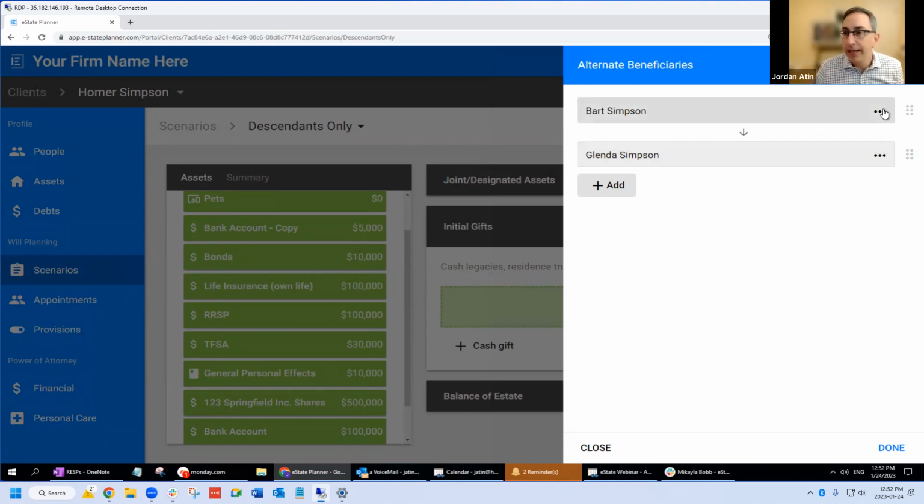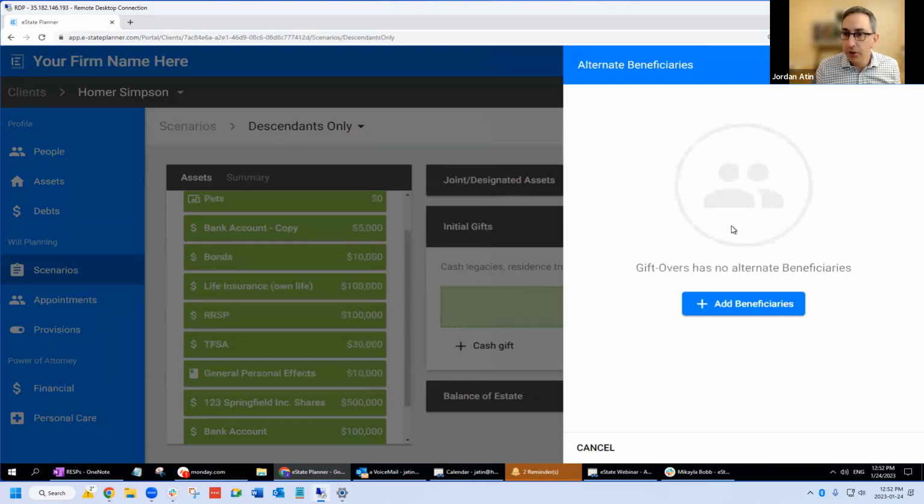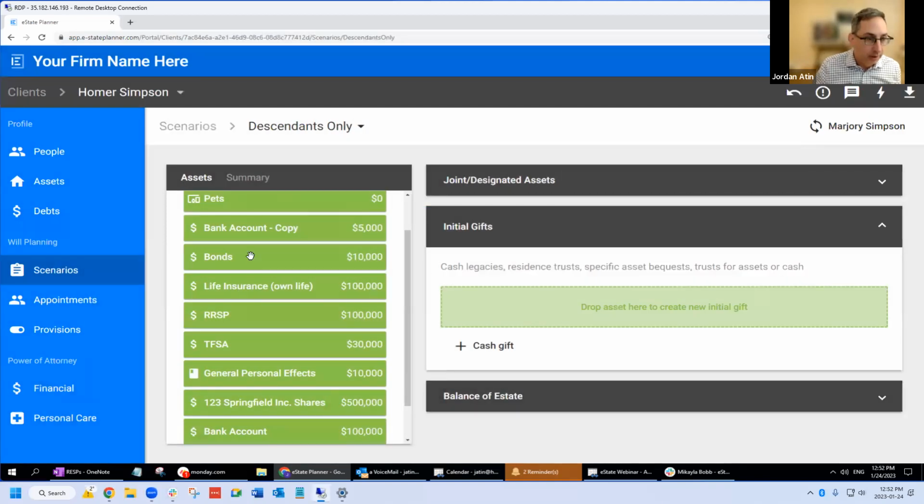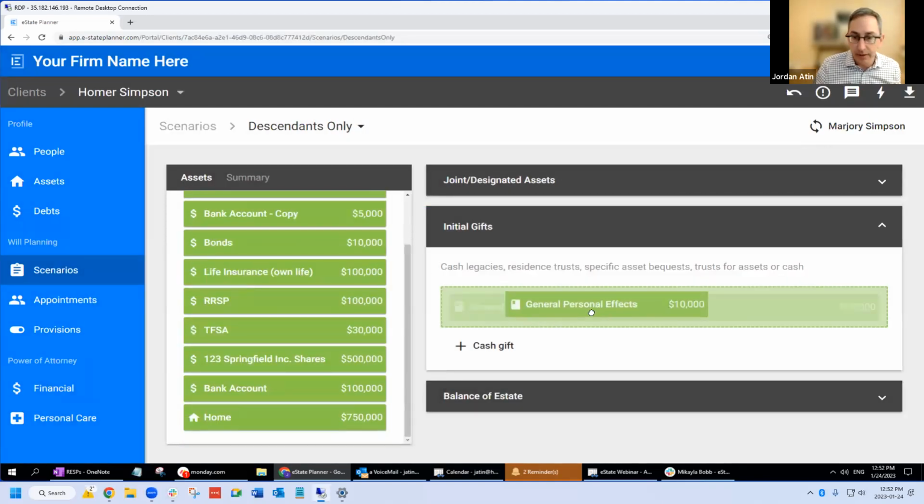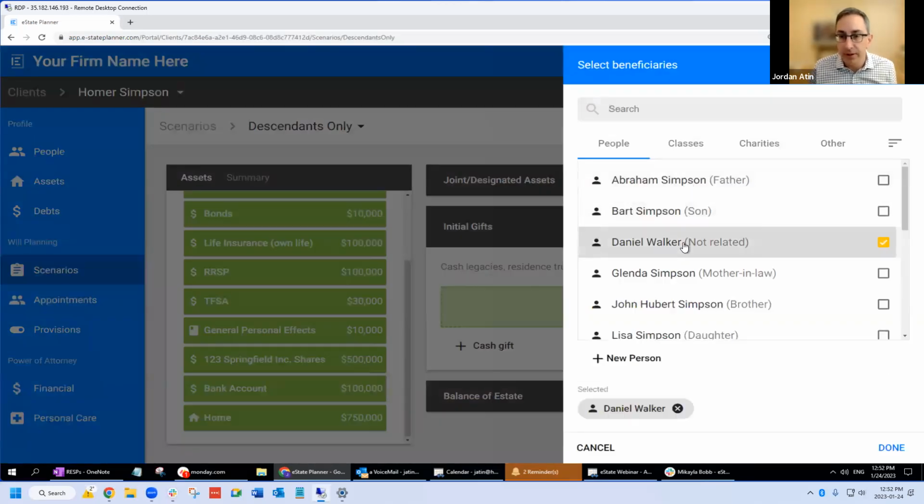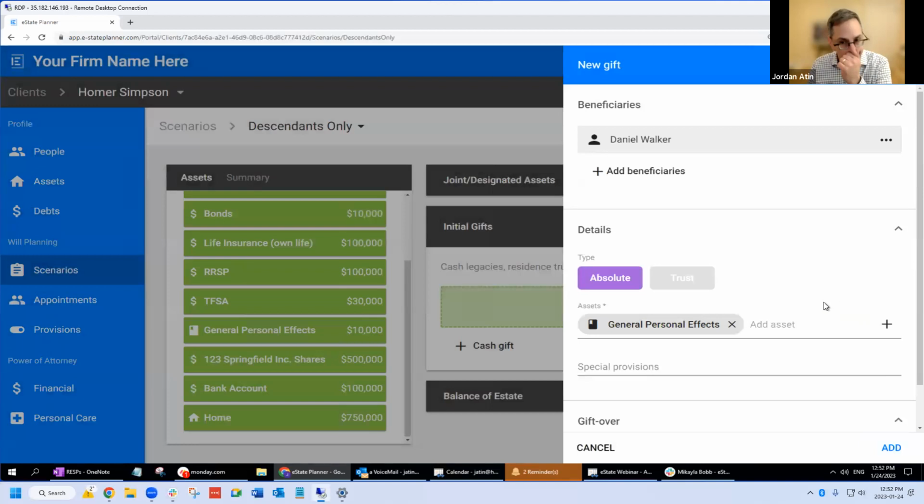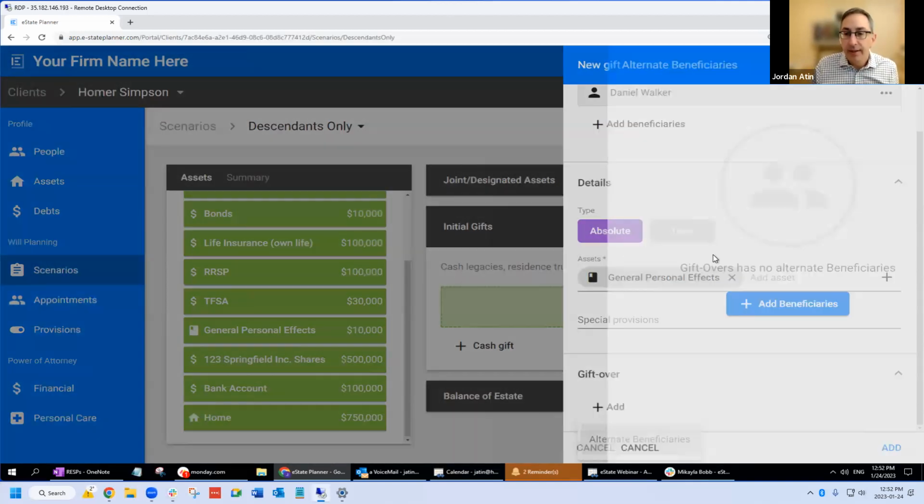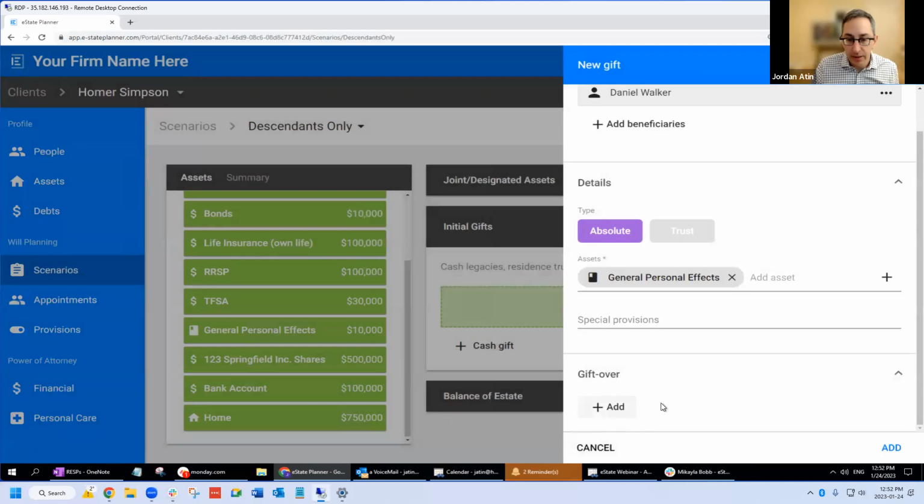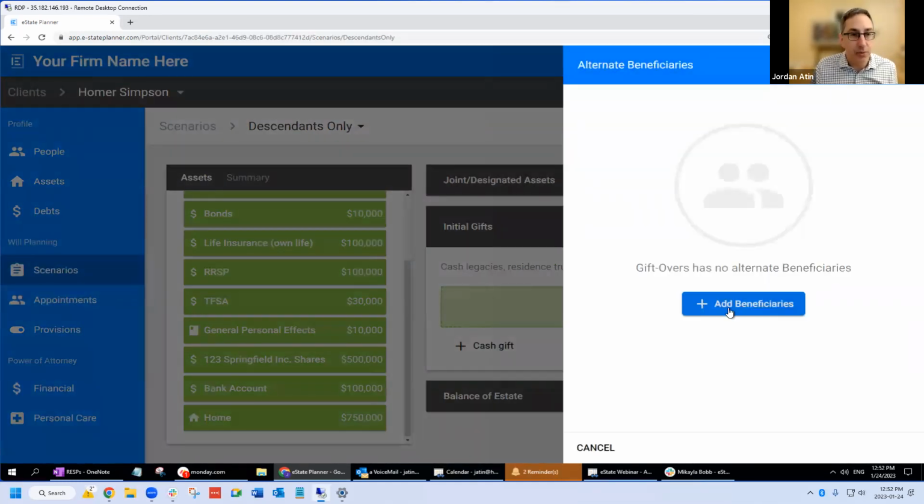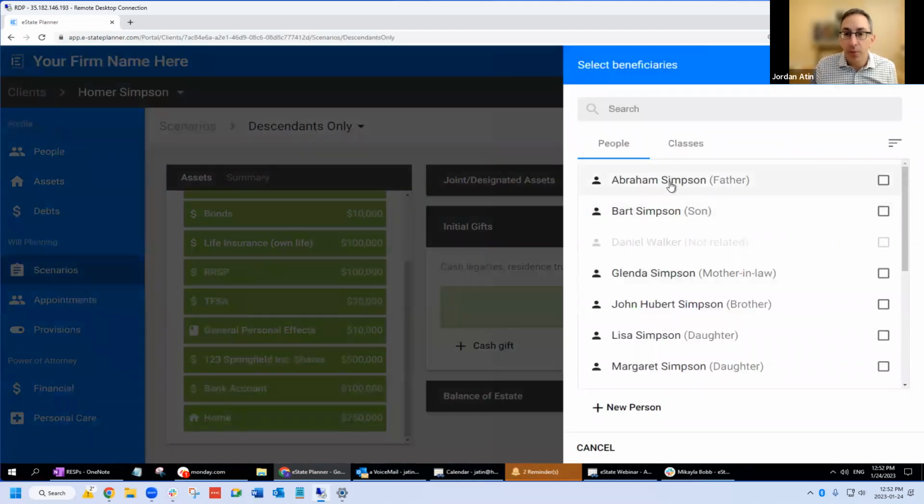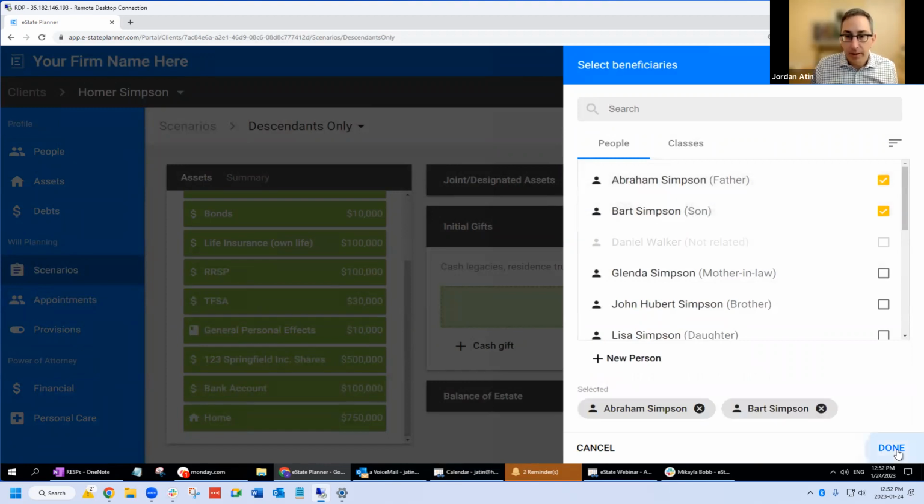So just to show you how to do that again, I'll just remove this and show you. The same applies for personal effects. So if I've got a personal effect here, I want my personal effects to go to Daniel. And you can do this with jewelry or anything else. But if Daniel's not alive, then I want it to go, and I'll show you again, gift over, add. You'll click on alternate beneficiaries, and then you'll add the beneficiary that you want as the alternate. And it can be one or more people. So if I want those personal effects to go to Abraham and Bart, I'll click them both and go done.